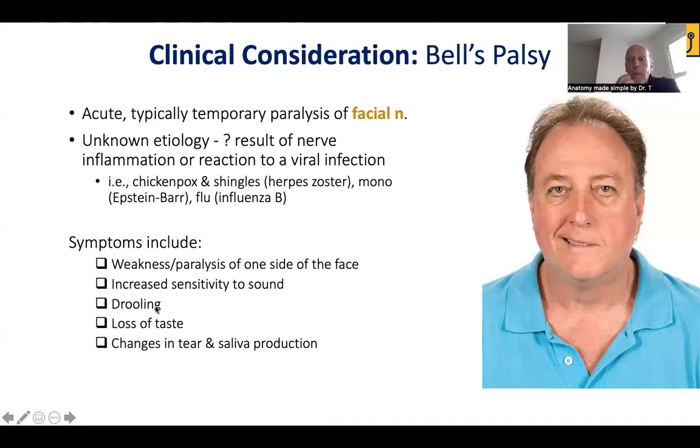A lack of ability to properly close upper and lower lips might result in spontaneous drooling of saliva. And the facial nerve, which also innervates about two-thirds of the tongue, taste-wise, is also going to be affected. So loss of taste is going to be part of the problem that we have during these acute signs of problems with the facial nerve. Change in tear and saliva production happens because the facial nerve carries also some of the parasympathetic fibers. And if the entire nerve is affected, of course, those parasympathetic fibers will be affected as well.